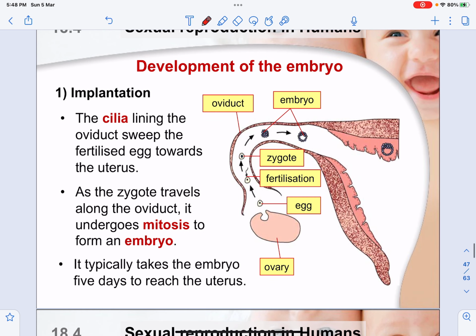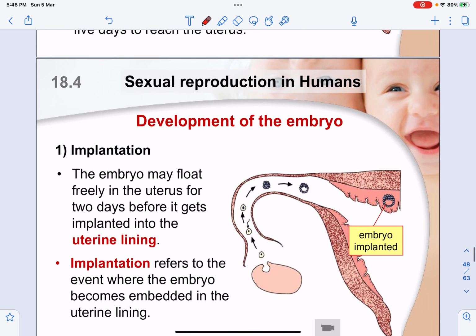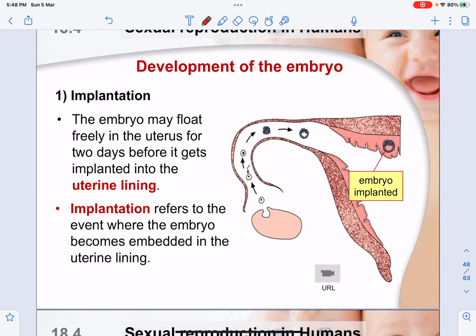So what happens during implantation? The cilia lining the oviduct will sweep the fertilized egg towards the uterus, and as the zygote travels along the oviduct, it will undergo mitosis to form an embryo. It typically takes the embryo around 5 days to reach the uterus. This embryo will then float freely in the uterus for 2 days before it gets implanted into the uterine lining. Implantation refers to the event where the embryo becomes embedded into the uterus lining.